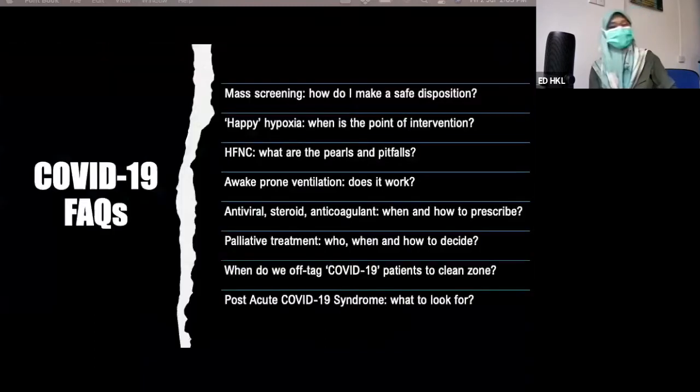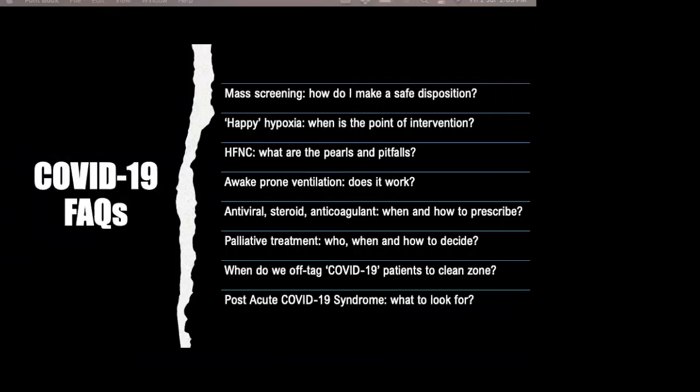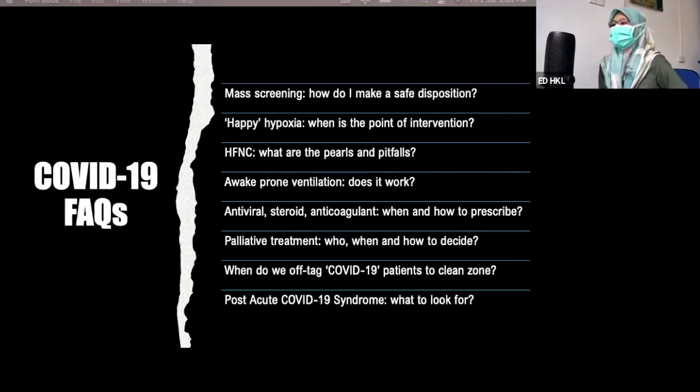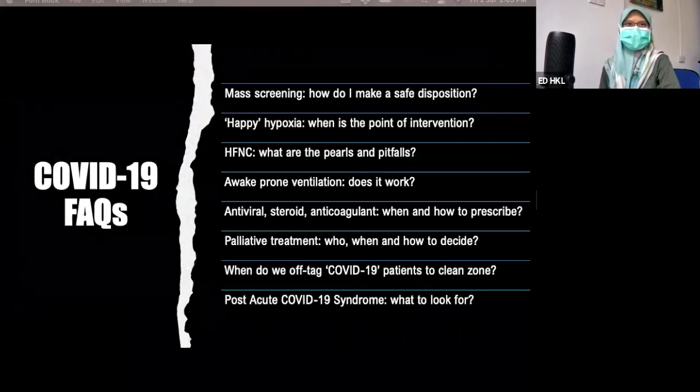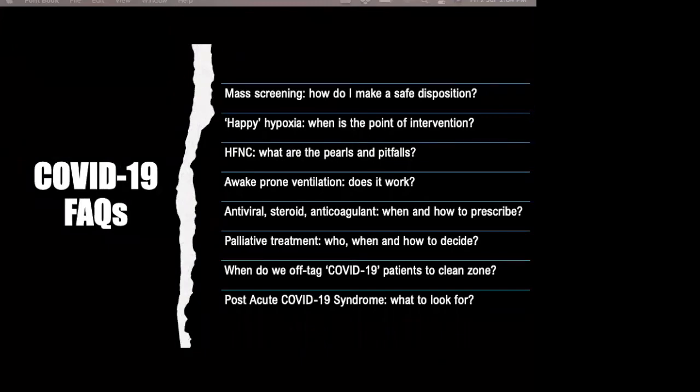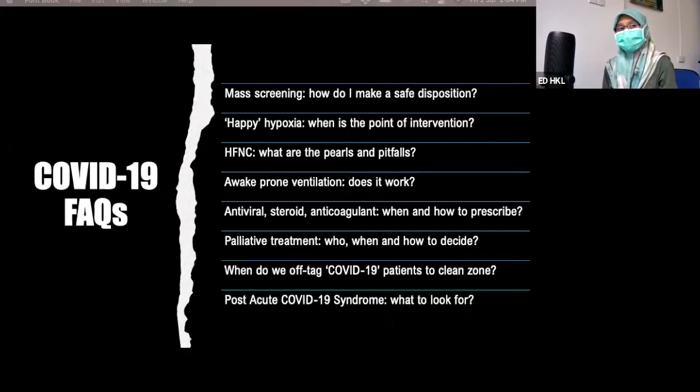So today, I list out the 8 most commonly asked FAQs in COVID-19 in the emergency setting. The first one is, how do you make a safe disposition in a mass screening area? Happy hypoxic, when is the point of intervention? I think this is the most commonly asked question. High flow nasal cannula, how do you use it? Awake prone ventilation, does it work? Medication, palliative, how do we go about palliative therapy in COVID-19? When do we off-pack a dirty patient to a clean zone, meaning when is a COVID-19 patient no longer infectious? And lastly, post-acute COVID-19 syndrome, what do we look for in the emergency department?